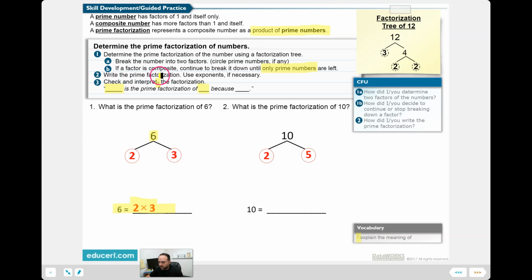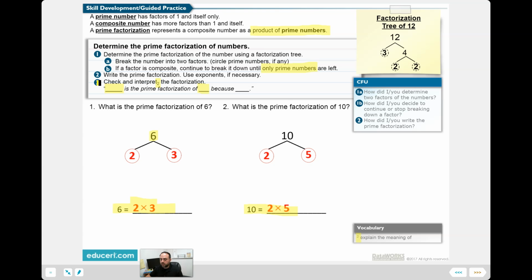Step 2. Ready, read. Write the prime factorization. Use exponents if necessary. Complete the equation below using the prime factor numbers. The prime factorization of 10 is equal to 2 times 5.